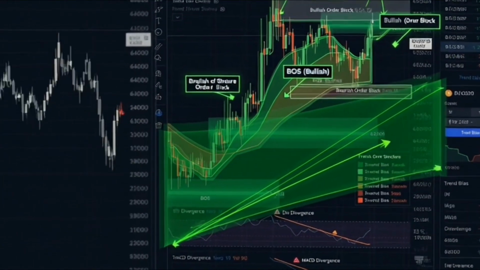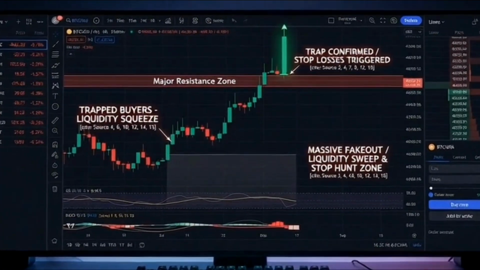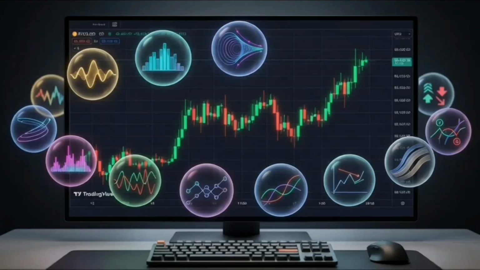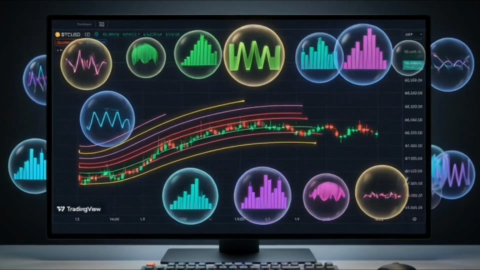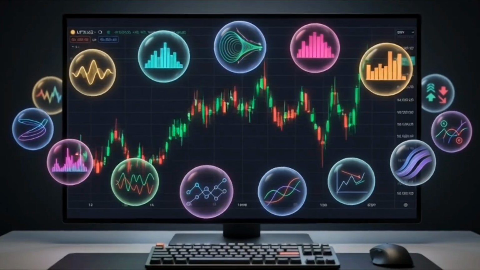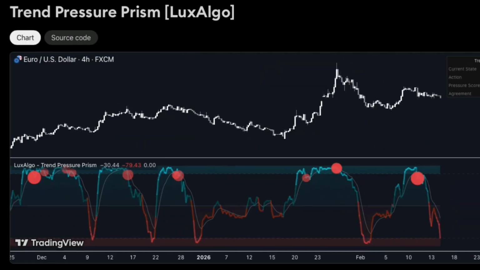Today we're breaking down the top 10 free Lux Algo indicators for real edge. Not hype, not TikTok clout, but tools that actually change how you read structure, flow, and pressure across markets. Number 1 is the true gem for you. Let's get into it. Number 10, Trend Pressure Prism by Lux Algo.